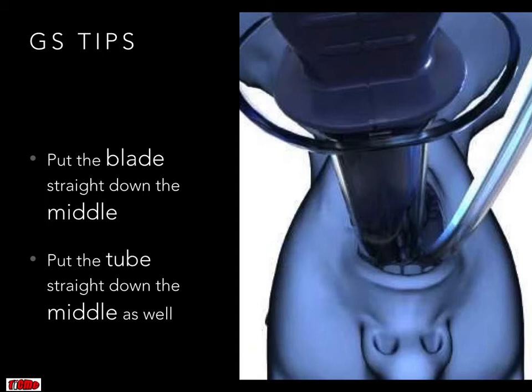Remember the difference with the Glidescope. The blade goes straight down the middle or a bit to the left, and the tube goes vertically straight down the middle as well. It is not coming in from the side this time.